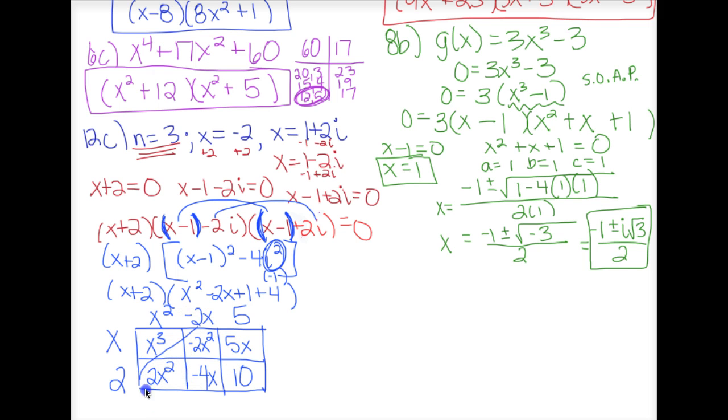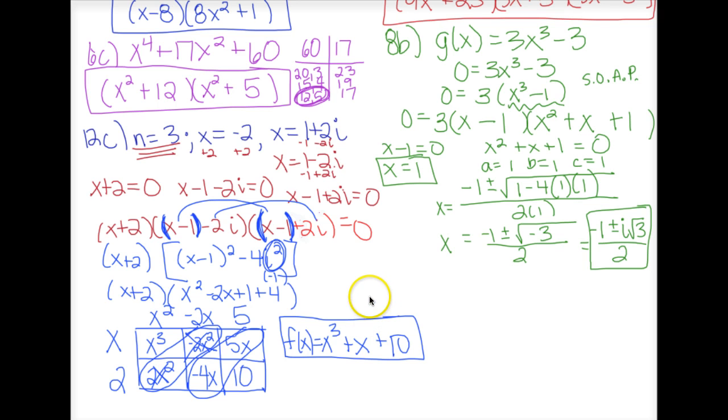I've got 2x squared and negative 2x squared, so those cancel each other out, so cross those out. Then I've got 5x and negative 4x, which just gives me x, and nobody else has a like term. So that means that my answer is going to be f of x equals x cubed plus x, because that's what 5x minus 4x is, and then plus my 10 from down here. And there we go.